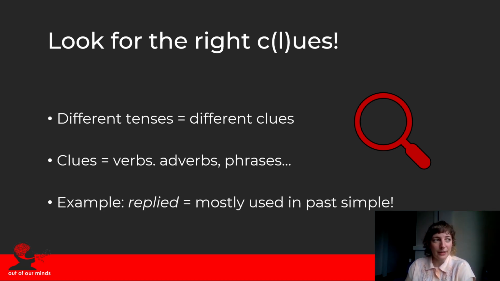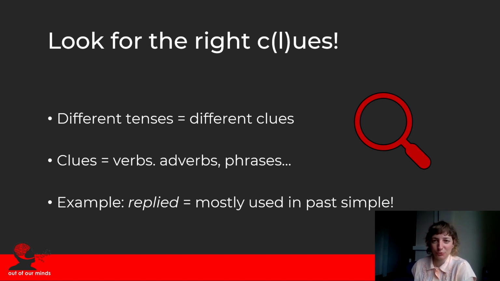An example of this is that for the past simple, one of the most reliable cues is the actual verbs, because we found that some verbs occur almost exclusively in the past simple, which means that if you see one of those verbs, such as the verb reply here, you should know to use it in the past simple, because the chances are that is the tense that will fit best with the context.